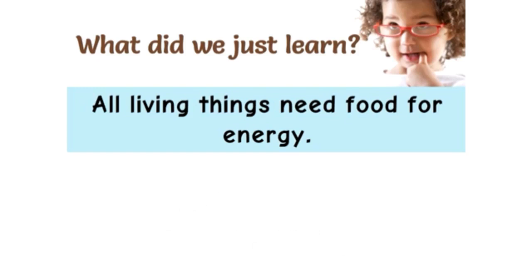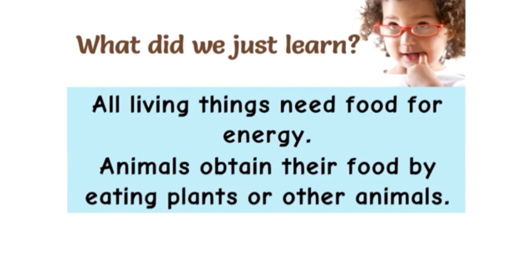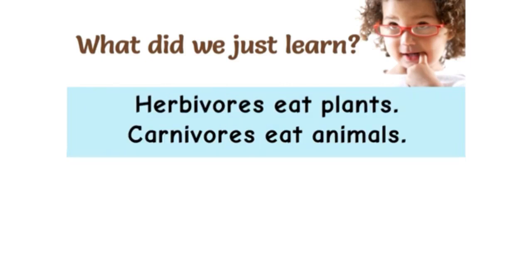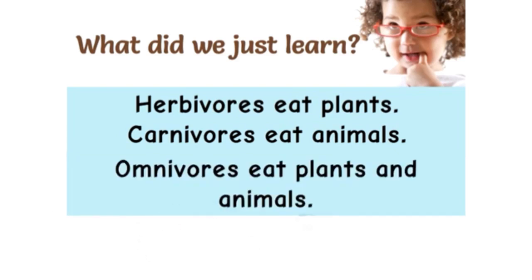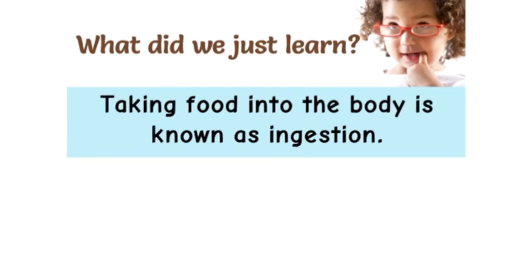Just learn, all living things need food for energy. सभी living things को क्या चाहिए? Food for energy. What did we just learn? All living things need food for energy, and animals obtain their food by eating plants or other animals. Herbivores eat plants, carnivores eat animals, and omnivores eat both plants and animals. Taking food into the body is called ingestion.